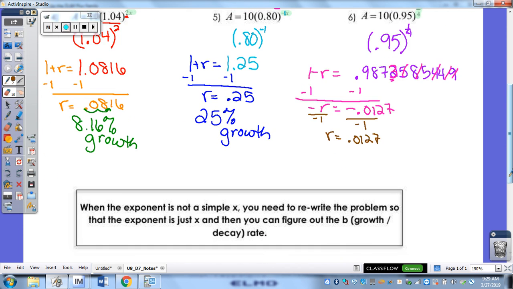So then moving our decimal over, 1.27% decay. It's not decaying by much, but it's still decaying. So what you got to remember is if it's not just an x, you got to bring whatever's with the x into the parentheses and raise that number to that power. And then you can figure out the growth or decay.